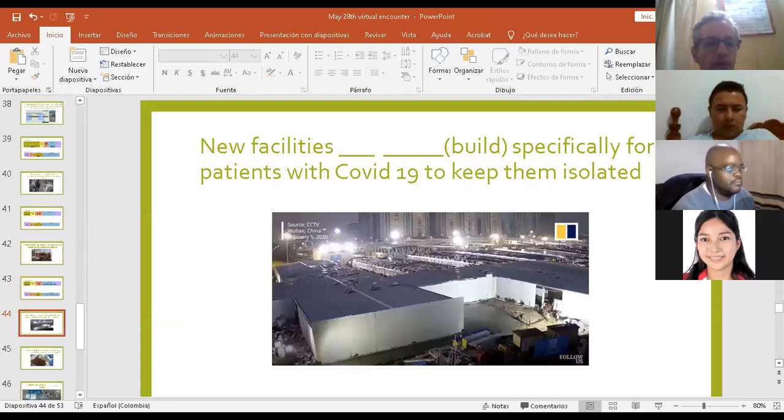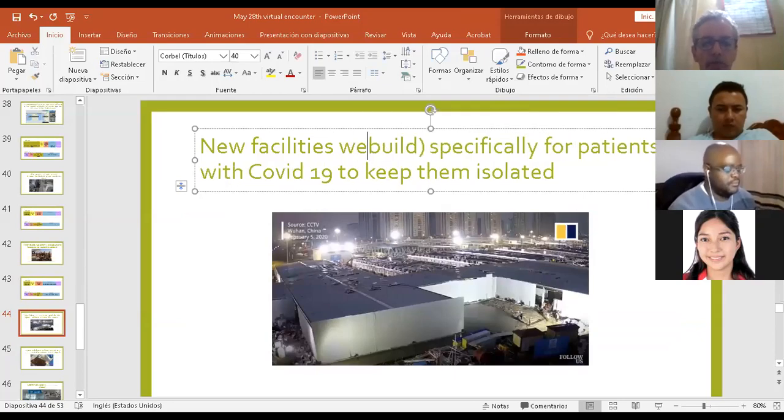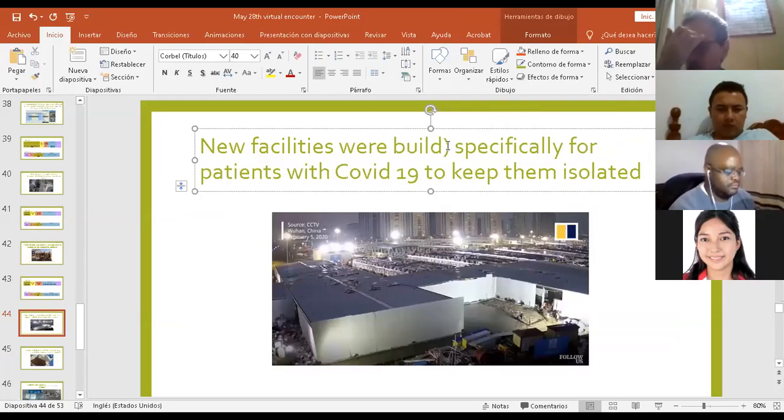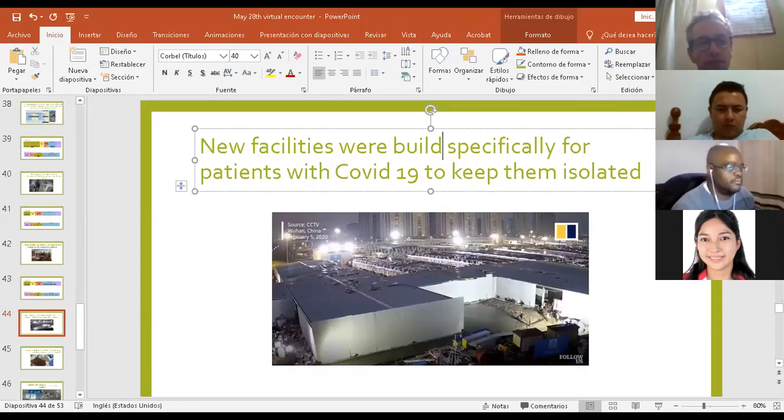Okay, this one, Mayra. New facilities were built specifically for patients with COVID-19 to keep them isolated. Okay. In this case, we need the T for the verb, right? Because it's the past participle.